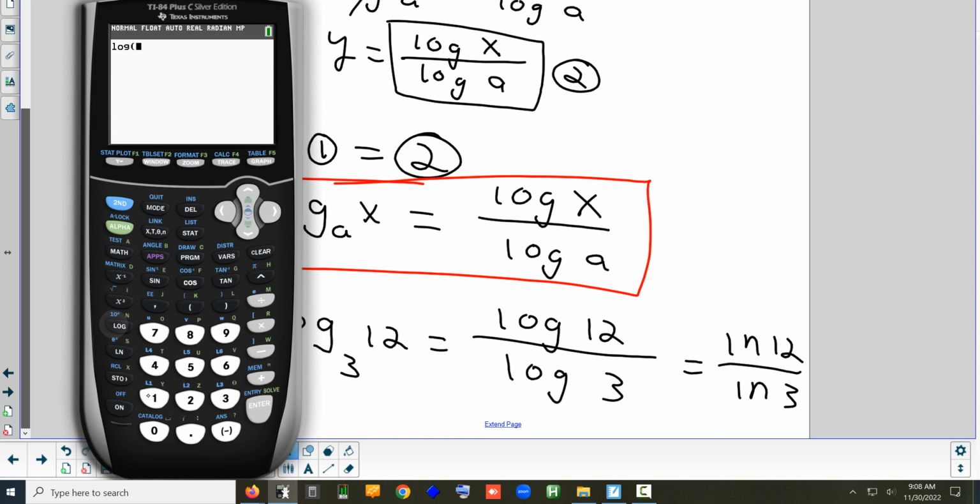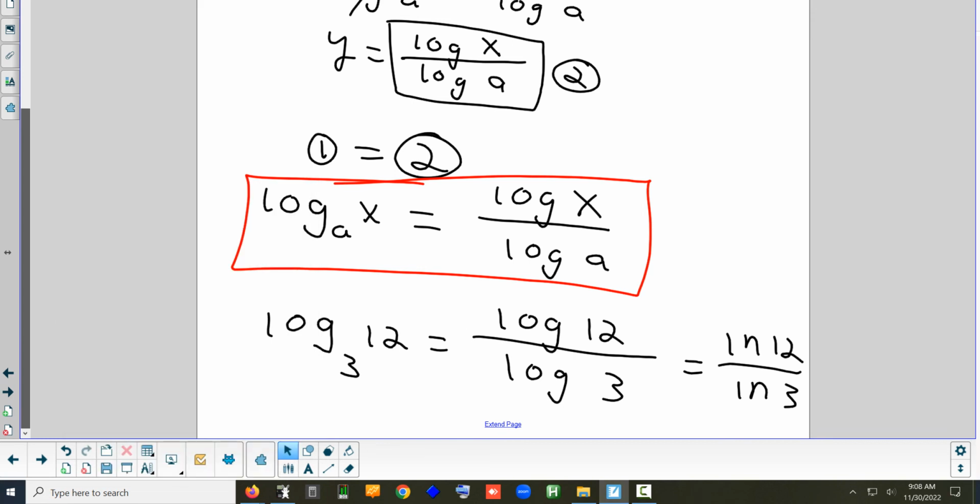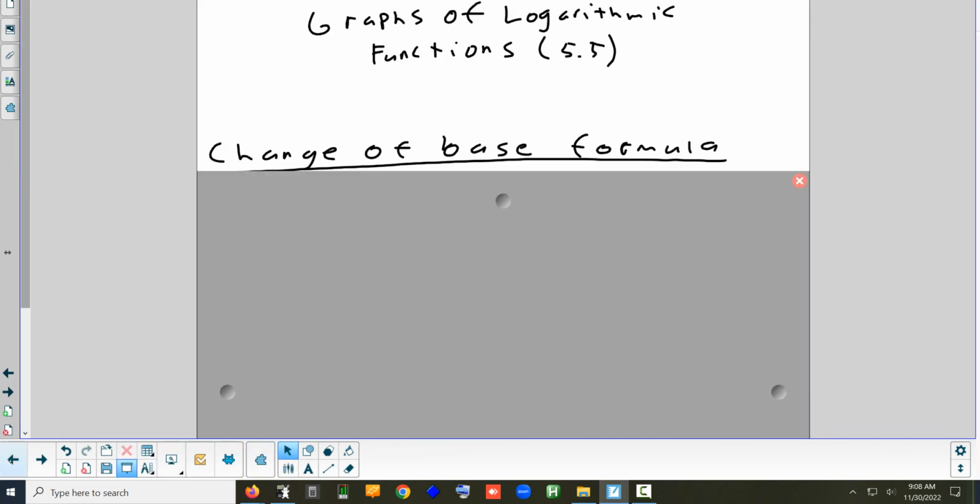So let's take log 12 divided by log 3. You get 2.26. Keeps going. ln 12 divided by ln 3. 2.26. Comes out exactly the same. And that's called the change of base formula.